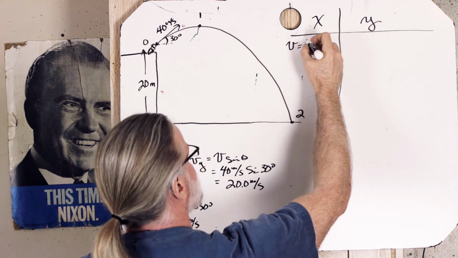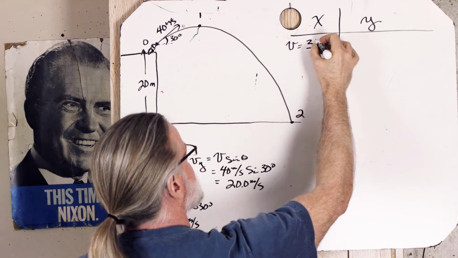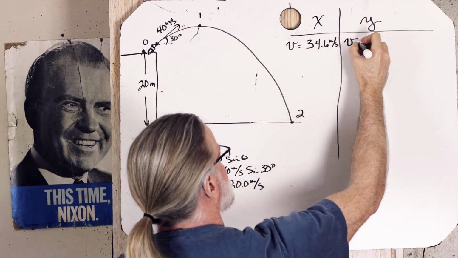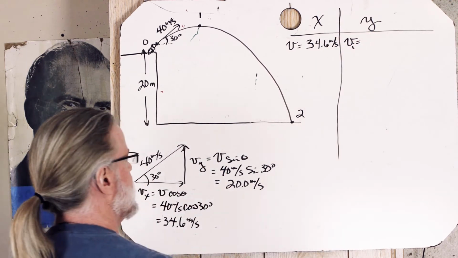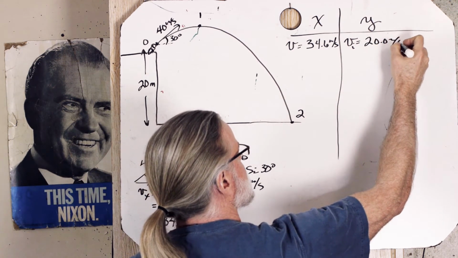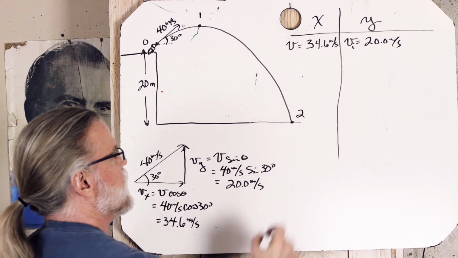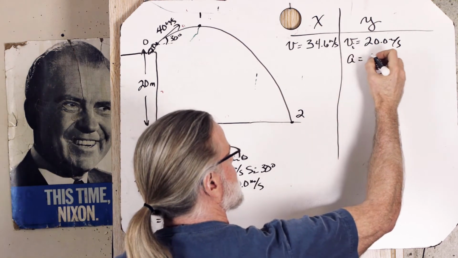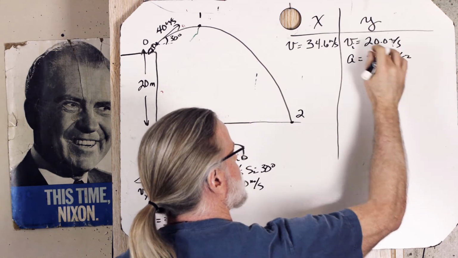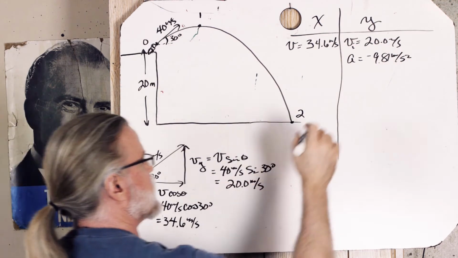It equals 34.6 meters per second. And in the y direction, the initial velocity does change immediately. It's 20 meters per second, and it's accelerating downward at negative 9.81 meters per second squared. That's a positive velocity because it's upward.